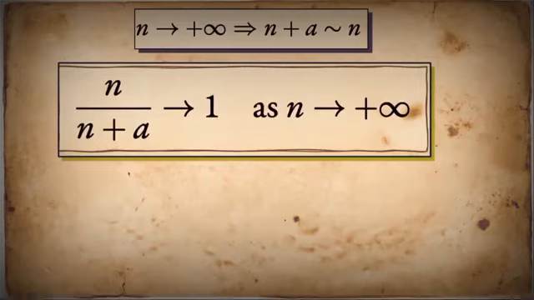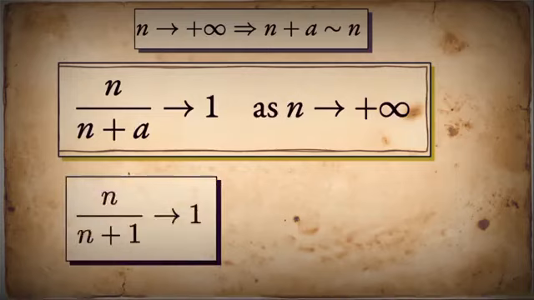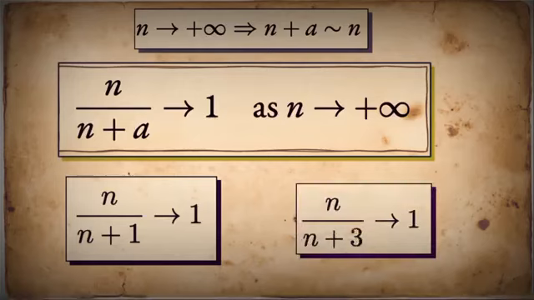large n. This is an infinity over infinity situation, and by applying the rule for such limits, the ratio is confirmed to equal 1. This works for any fixed constant a. It does not matter whether a is 1, 3, or any other finite value. Every such ratio tends to 1 as n tends to infinity.